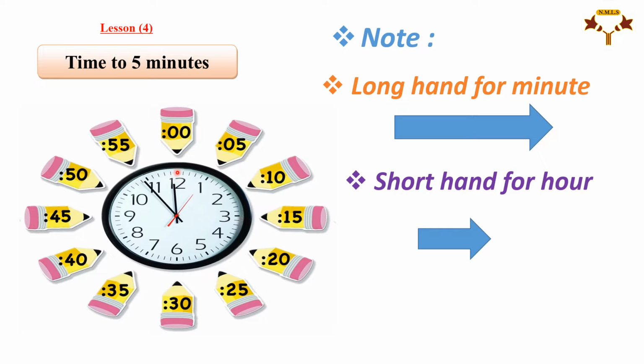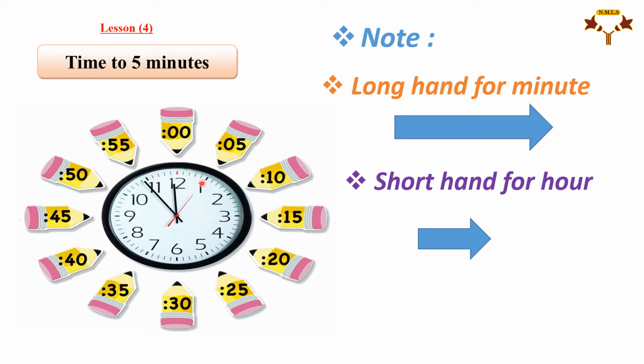And if we move the long hand between two numbers, from 12 up to 1 is 5 minutes. From 1 up to 2, another 5 minutes. From 2 up to 3, another 5 minutes. From 3 up to 4, another 5 minutes. From 4 up to 5, another 5 minutes. From 5 up to 6, another 5 minutes. From 6 up to 7, another 5 minutes. From 7 up to 8, another 5 minutes. And so on.